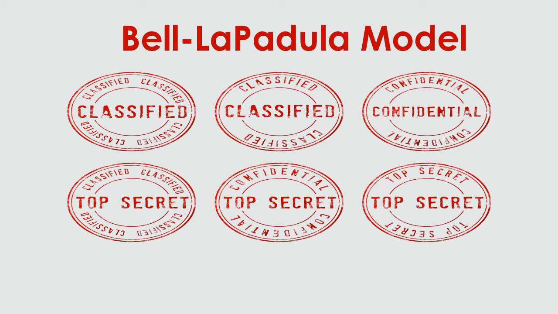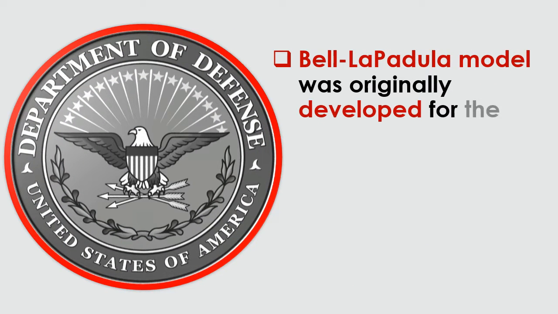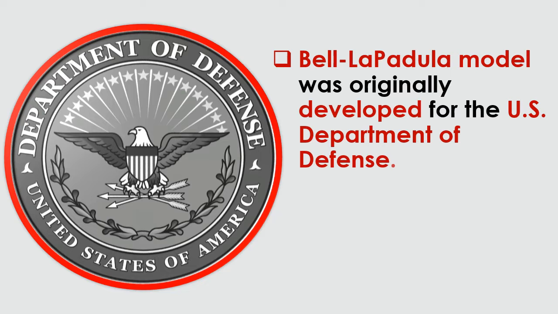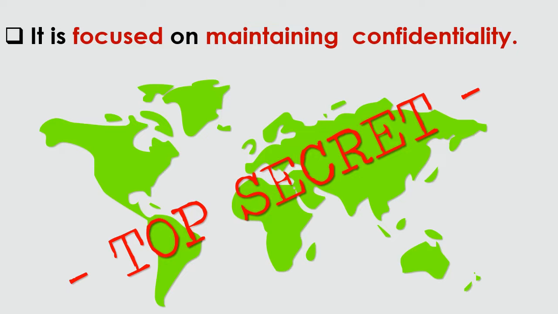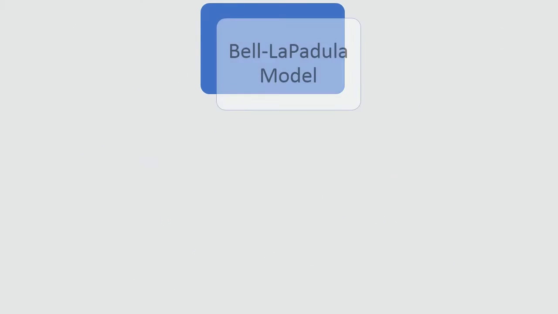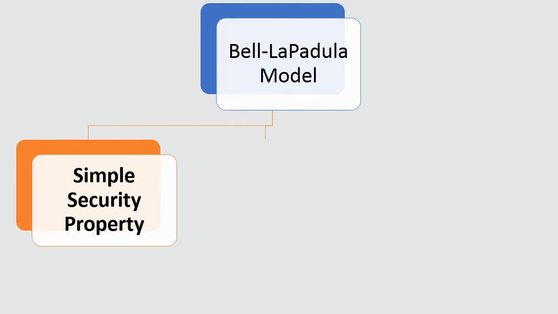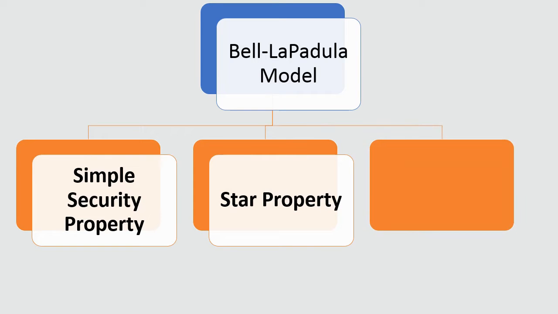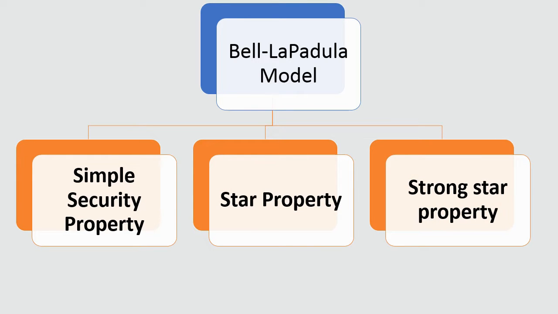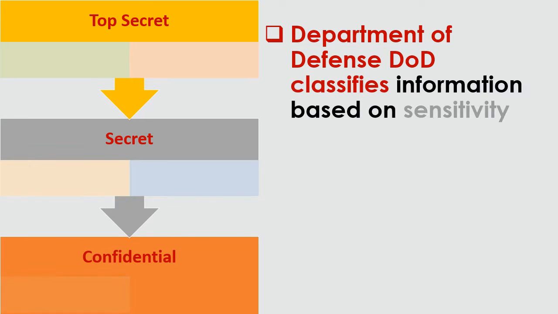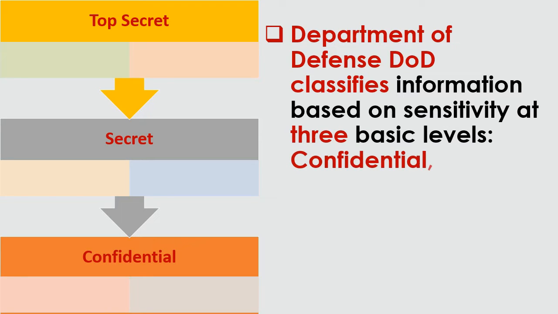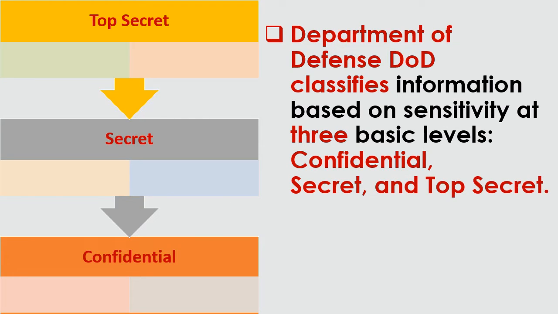Bell-LaPadula model. Bell-LaPadula model was originally developed for the U.S. Department of Defense. It is focused on maintaining confidentiality. Bell-LaPadula model has 3 rules: simple security property, star property, and strong star property rule. It classifies information based on sensitivity at 3 basic levels: confidential, secret, and top secret.